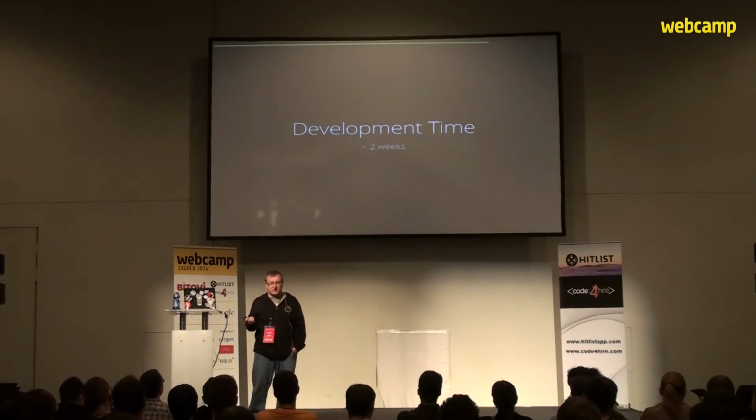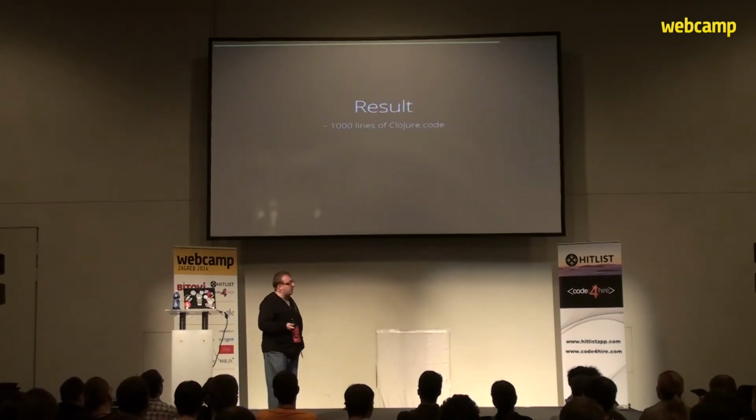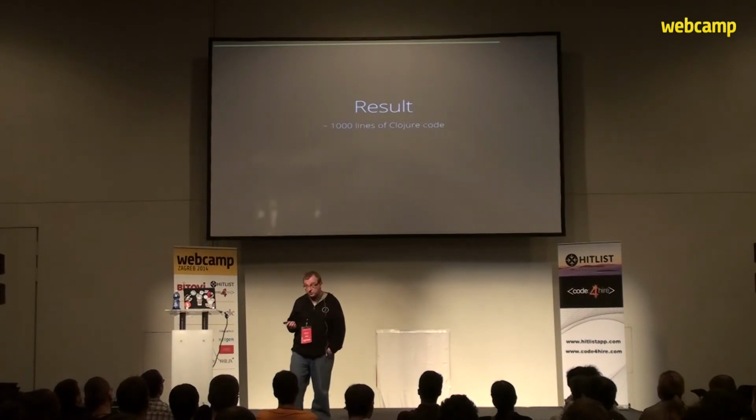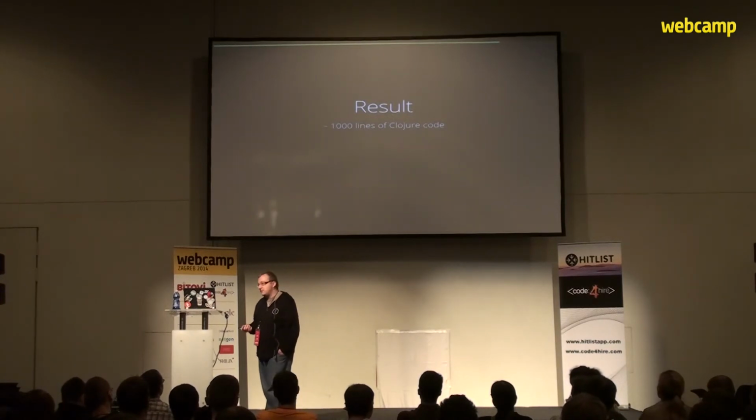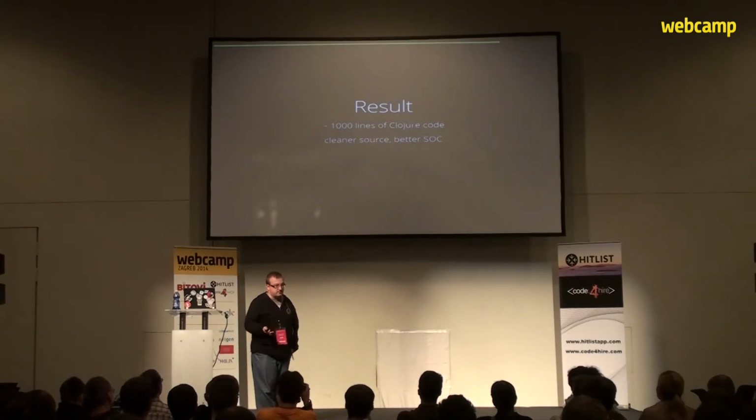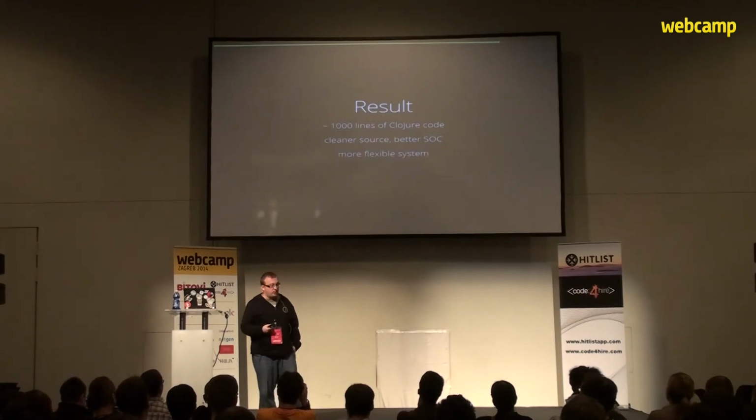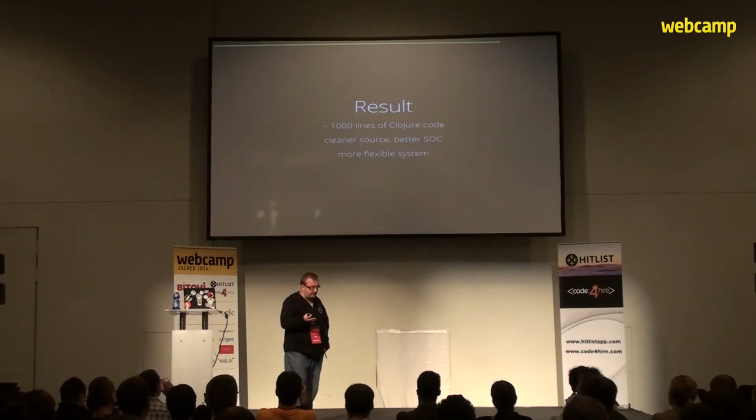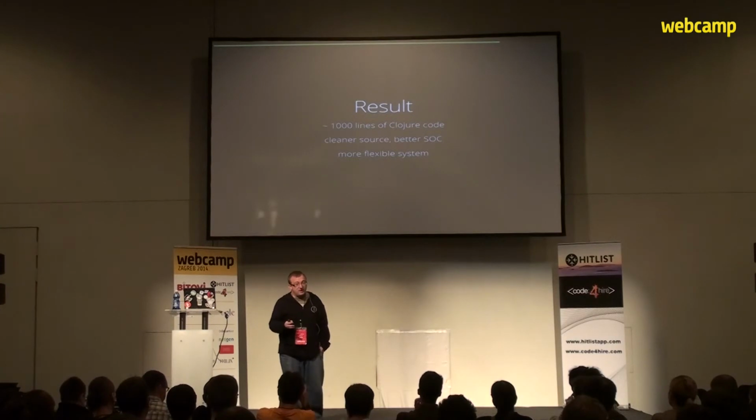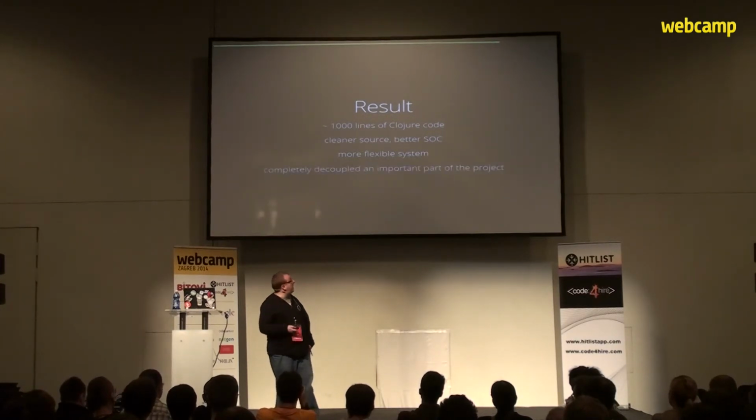The development time was approximately 2 weeks for a single person. The result is around 1,000 lines of Clojure code, which is a really small system actually. But we got a cleaner source, better separation of concerns within the application. We got a more flexible system because now we can define fetching and processing jobs in a really clean and unified way.